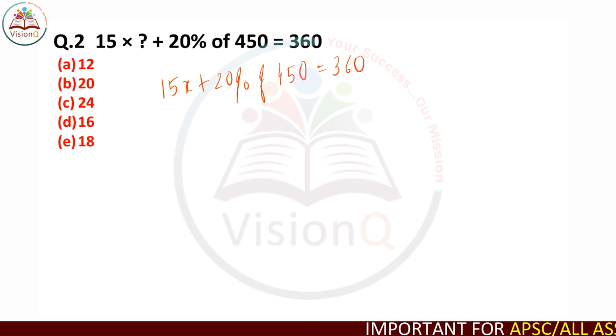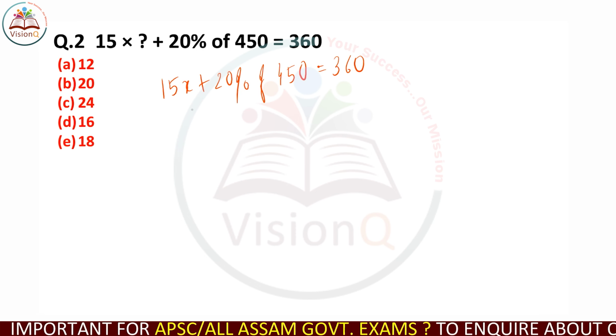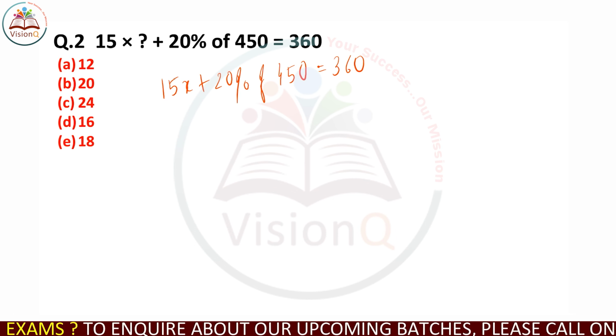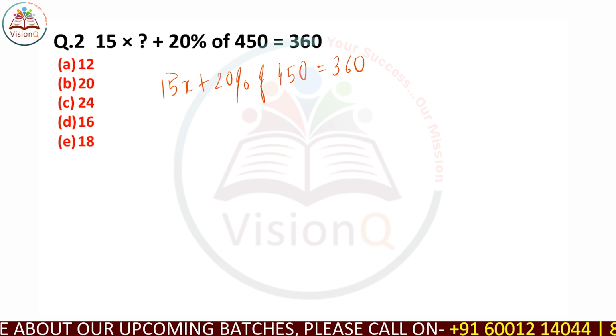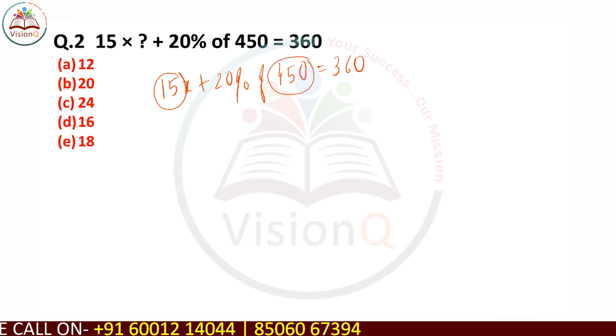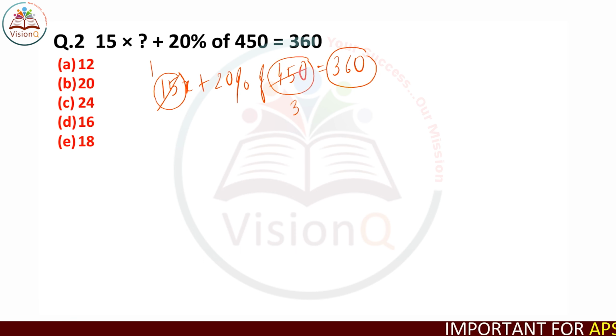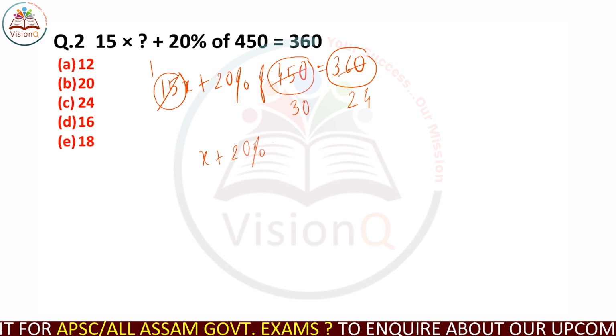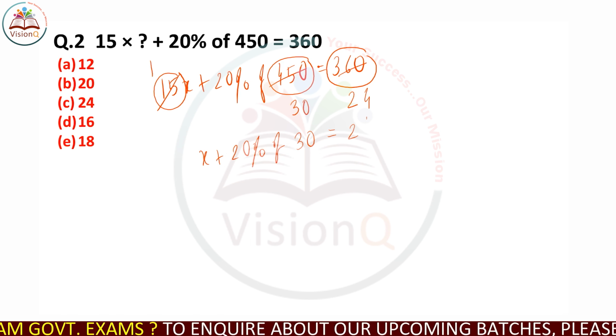Now I can find this percentage first, or I can cancel out the common parts. If I see these numbers very carefully, I can see that all these numbers have 15 common in them. 15x has 15 common, 450 has 15 common, and 360 is also divisible by 15. So let me cancel by 15. 15 3s are 45 and 0, 15 2s are 30, 15 4s are 60. So it becomes x plus 20% of 30 is equal to 24.